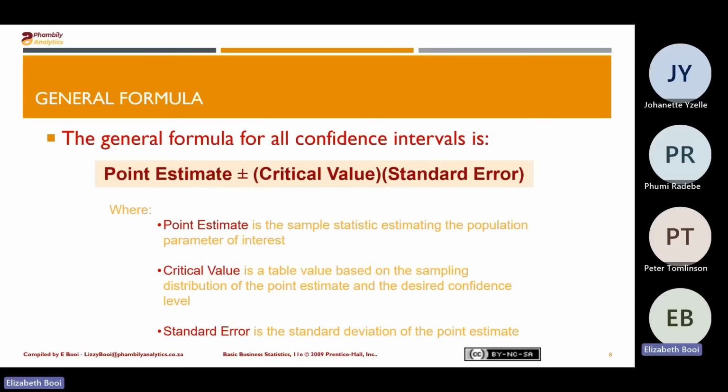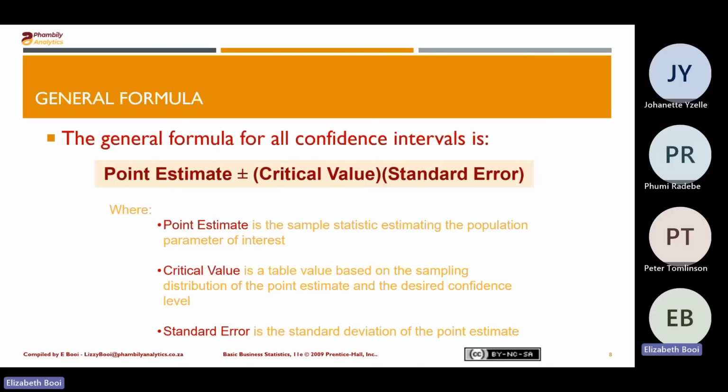The point estimate, we already spoke about it. We always use the statistic point estimate, which means it's going to be X bar for the mean. So today we're only going to talk about the X bar. Saturday, we're going to introduce the P. So we're going to be using our point estimate as the X bar, which is the sample mean.